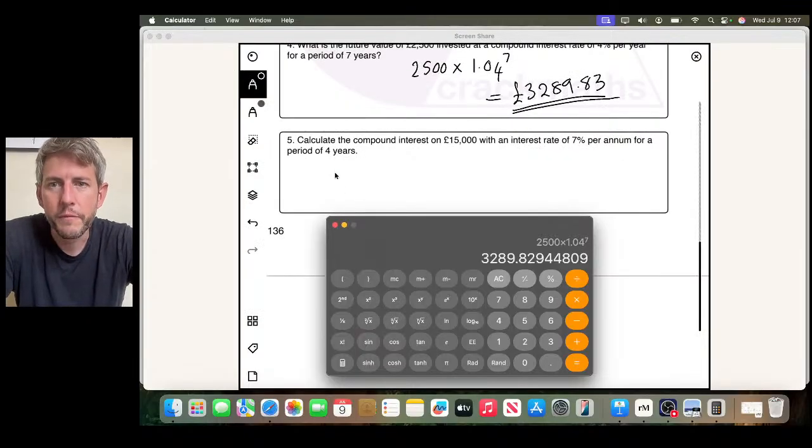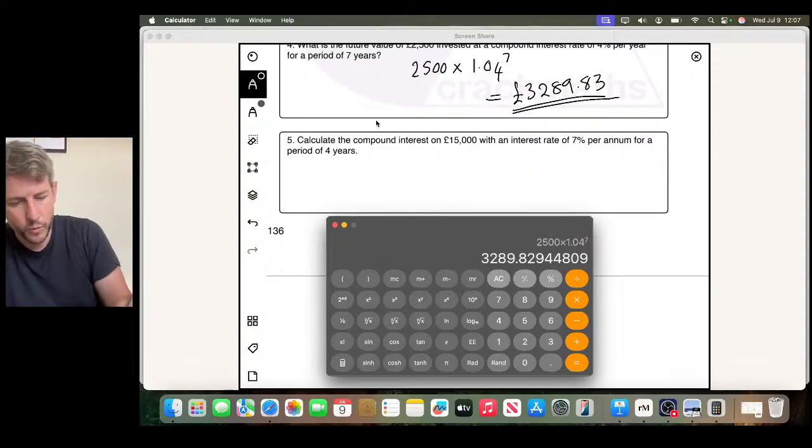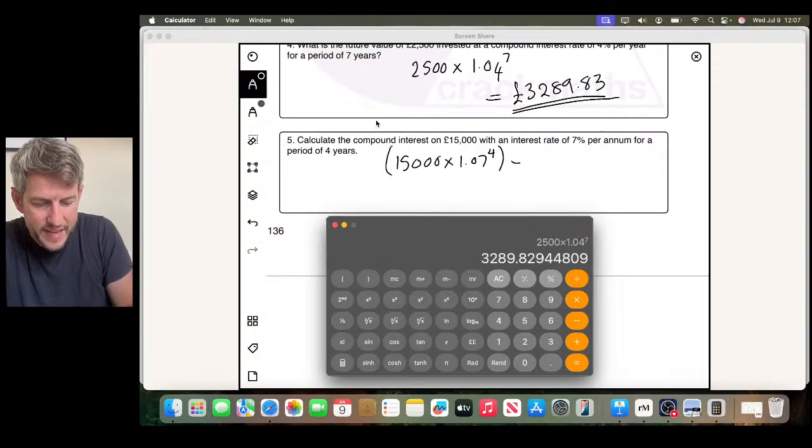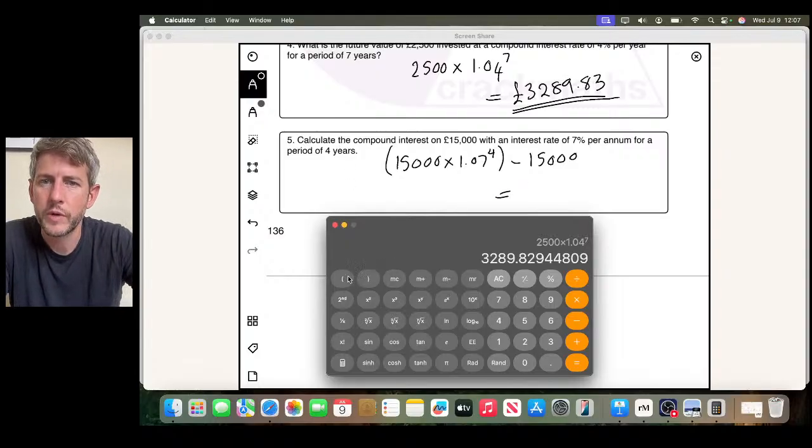Okay, question 5. Calculate the compound interest on £15,000 with an interest rate of 7% per annum for a period of 4 years. Again, they're only asking us to calculate the interest here. So we're going to do the initial amount times 1.07 to the power of 4, because it's for 4 years, and then we're going to take away the initial investment. So what we're left with is just the interest.